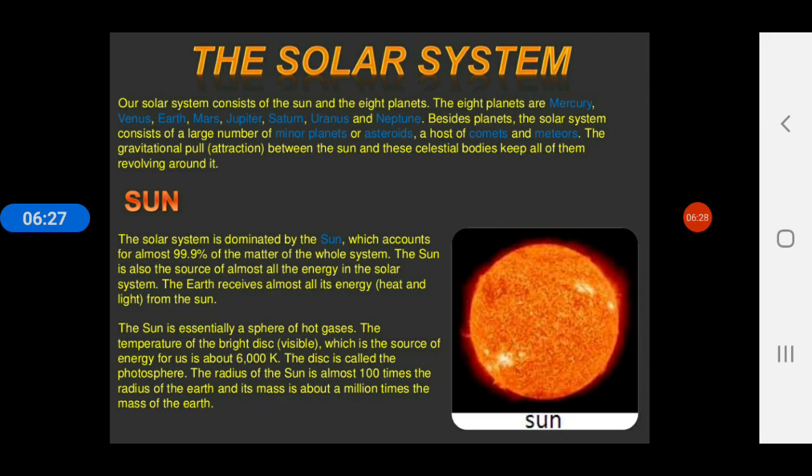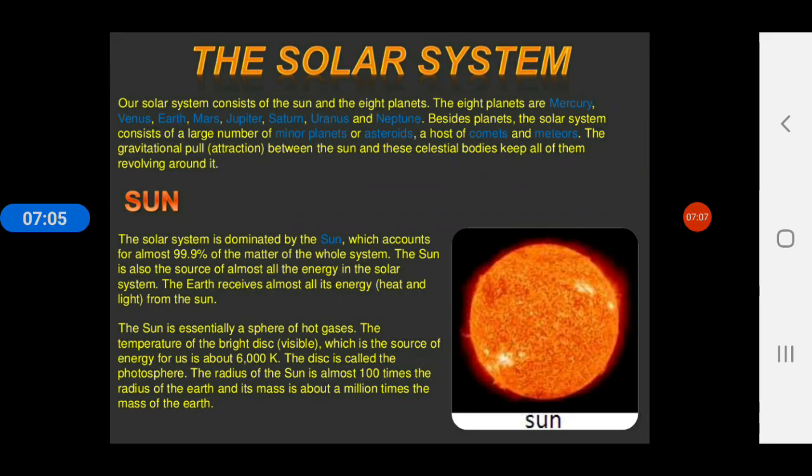Now, our solar system, the solar family, consists of the sun and the 8 planets. The 8 planets are Mercury, Venus, Earth, Mars, Jupiter, Saturn, Uranus and Neptune. Besides these planets, there are some minor planets called asteroids and some comets and meteors, which are also present in our solar system. All these celestial objects are revolving around the sun.